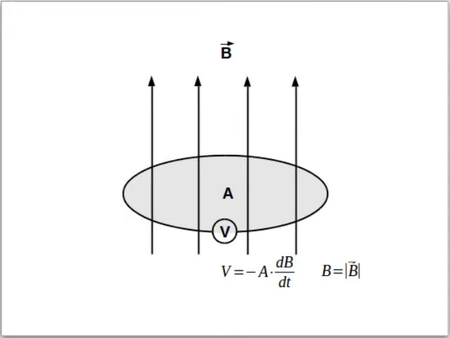Particularly if you consider a closed perimeter of a flat area A, with a perpendicular magnetic field B, this can be translated by a voltage V that is equal to -A times the rate of change of B with respect to time. The notation dB over dt is technically called the derivative of B with respect to t, the time. If you are not familiar with derivatives, please watch this previous video on the subject.